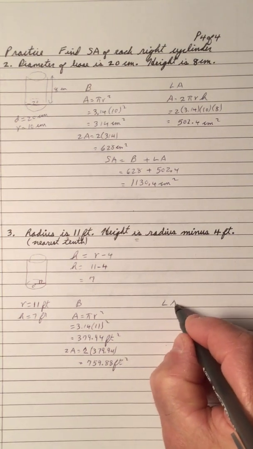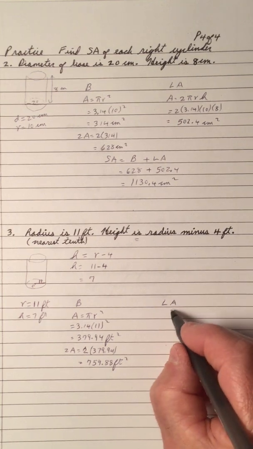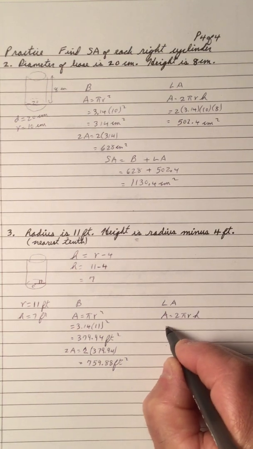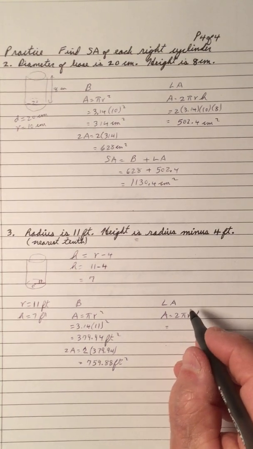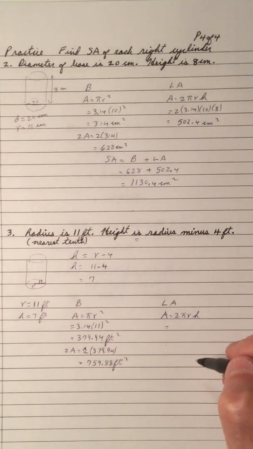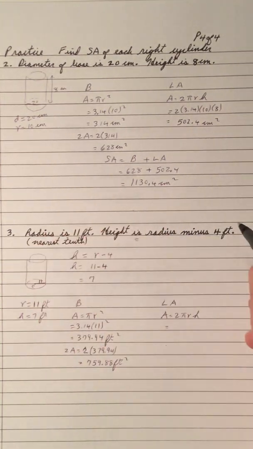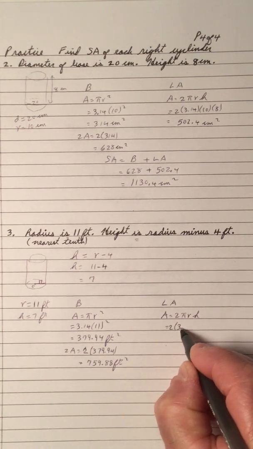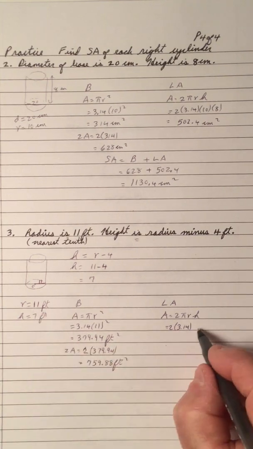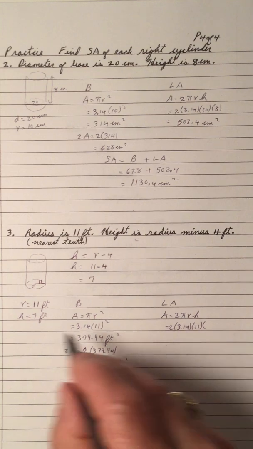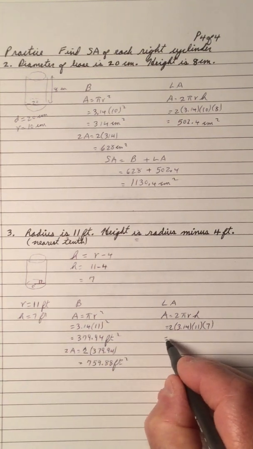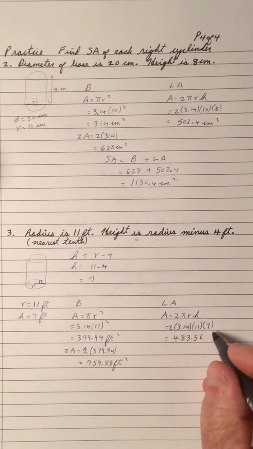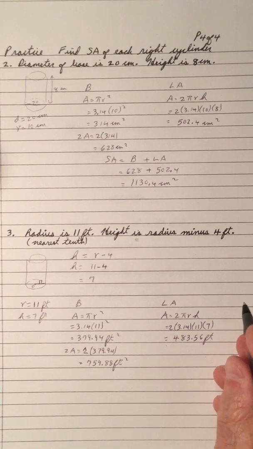And we need the lateral area. The lateral area is the circumference times the height. So the lateral area is 2 pi r h. Notice I memorized the formula by remembering that when you cut the cylinder down from top to bottom, the top becomes the length of the rectangle, which is the circumference times the height. So it's 2 times 3.14 times your radius of 11 times your height, which is 7. And when you multiply all that out, you get 483.56. And again, that's square feet.